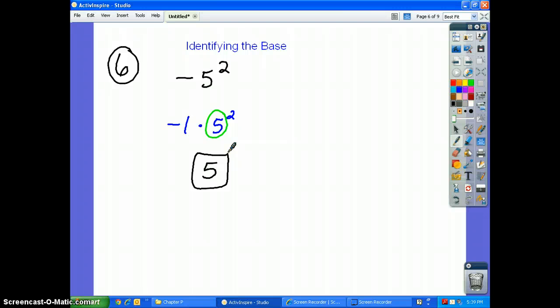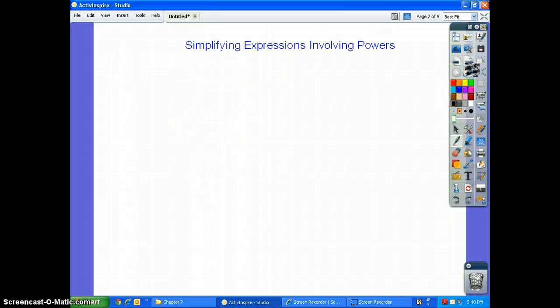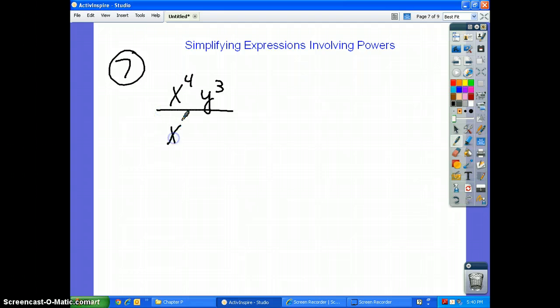Problem number 7 happens to be problem number 47 in your textbook. You're going to simplify expressions involving powers. So in this particular problem, you're going to actually have to look at your notes on exponents. So I have x raised to the 4th times y raised to the 3rd divided by x squared times y raised to the 5th.